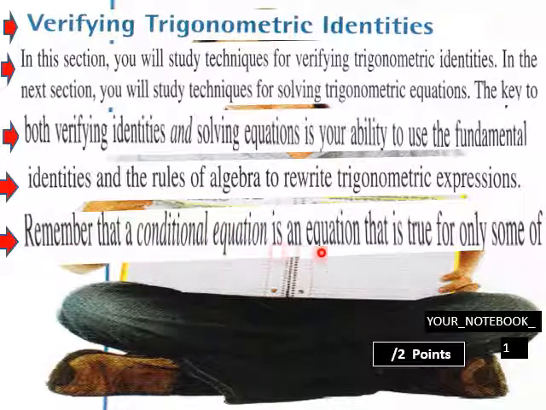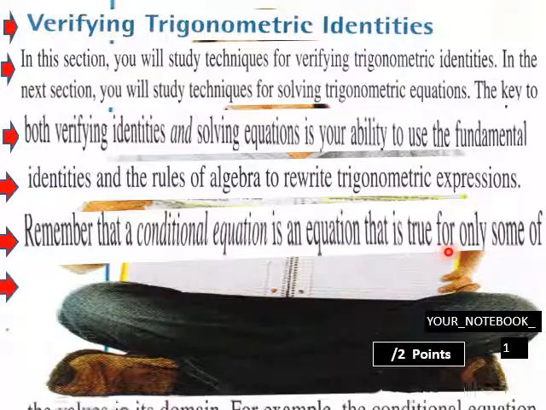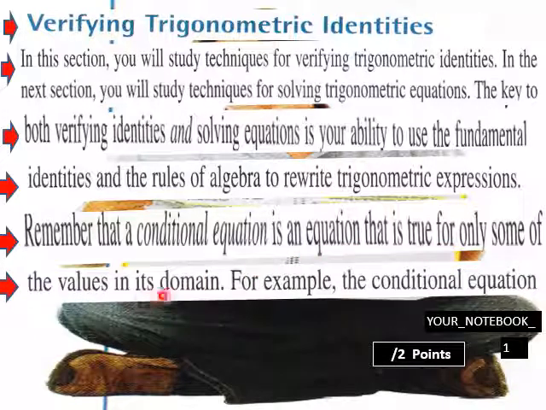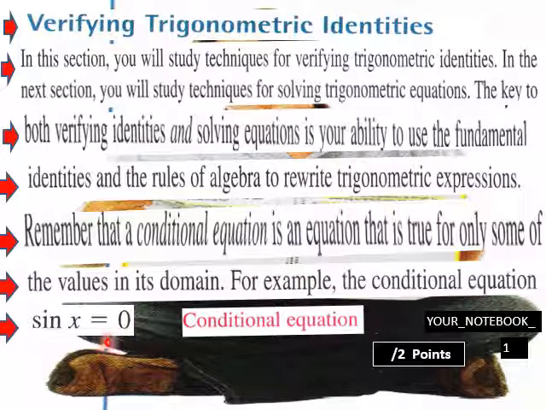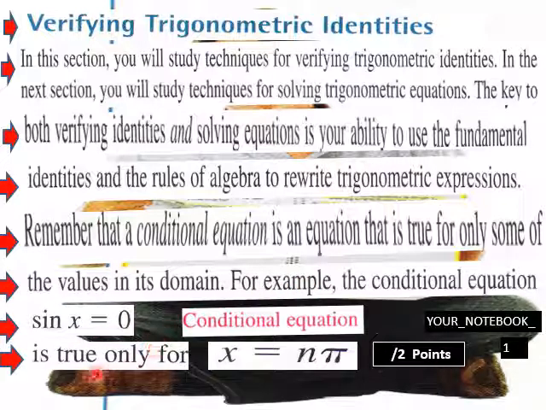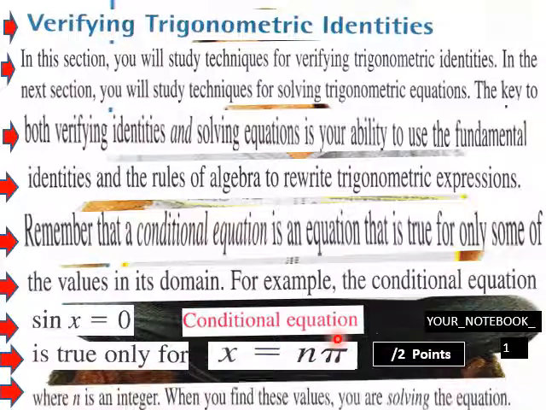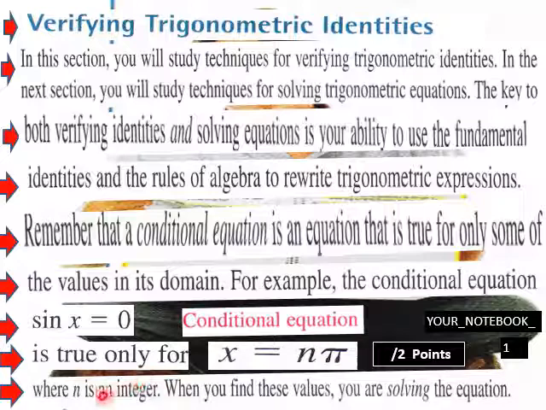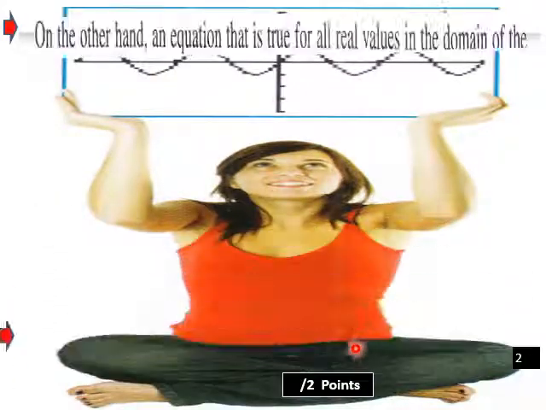Remember that a conditional equation is an equation that is true for only some of the values in its domain. For example, the conditional equation sin x equals 0 is true only for x equals n pi, where n is an integer. When you find these values, you are solving the equation.